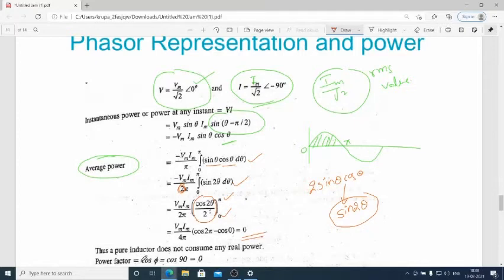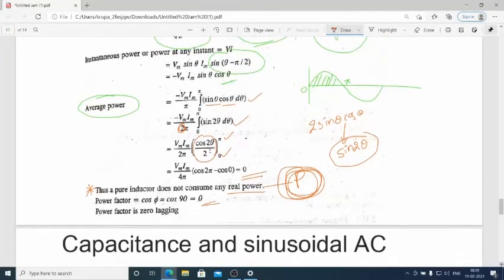Okay, thus a pure inductor does not consume any real power. Please remember this point, it is very important. The pure inductor does not consume any real power. Real power means P, active power. It does not consume any real power or active power. So the angle between voltage and current is 90 degrees, so the power factor is cos phi equal to cos 90. Cos 90 means 0, okay, for the pure inductor.